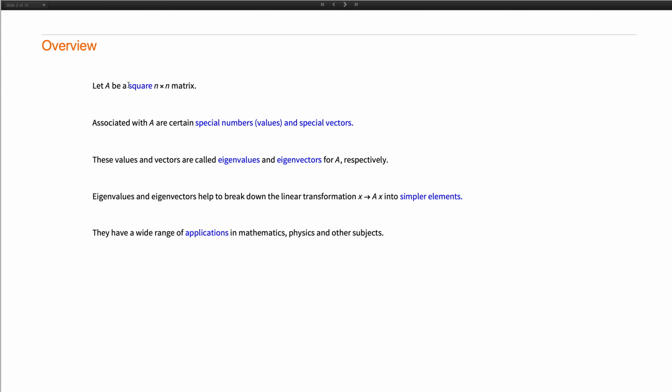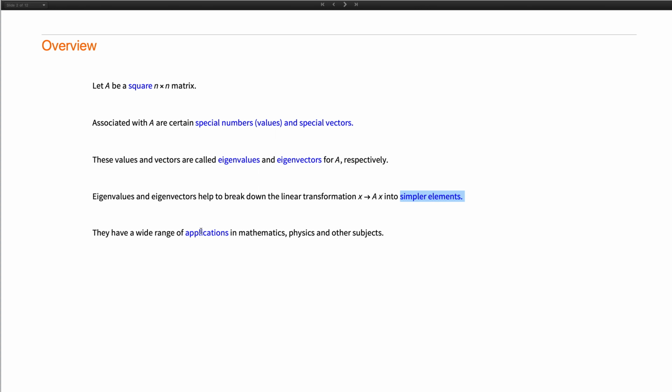So let's say you have a square n by n matrix A, with n rows and columns. Then associated with A are special numbers, or values really, and special vectors. These special values and vectors are called eigenvalues and eigenvectors for A respectively. You can think of them as belonging to A, very peculiar and special to A itself. Why are these important? Because they help to break down the linear transformation associated with A into simpler elements.